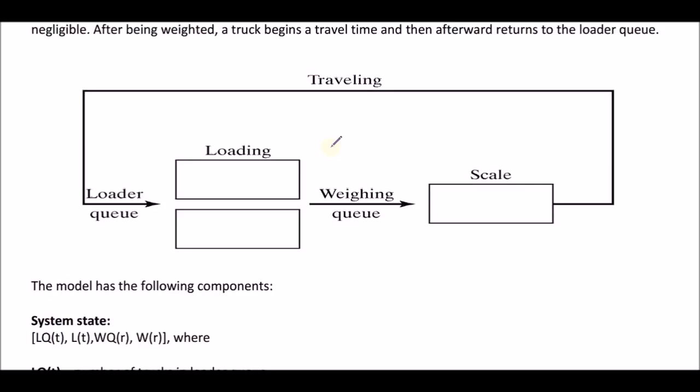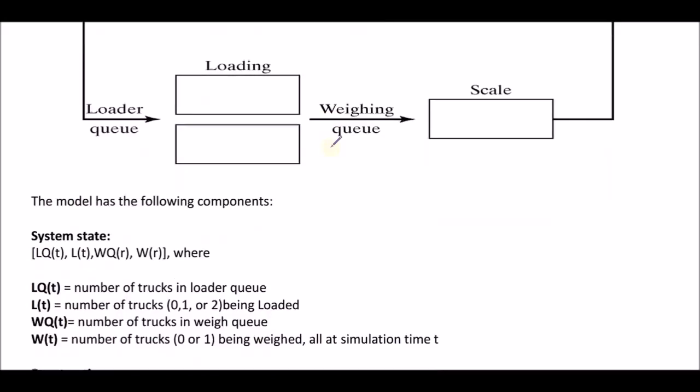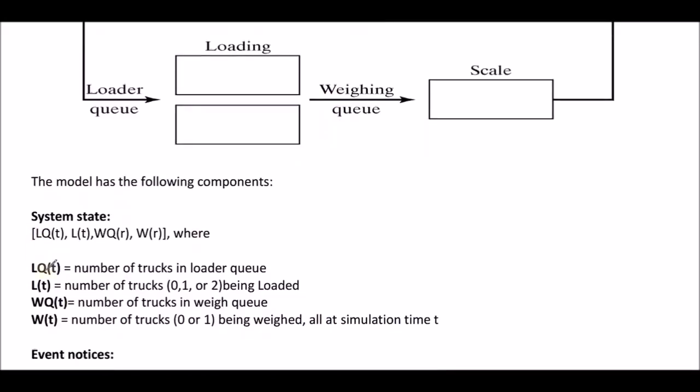The first component is the system state. This indicates what kind of state the system is in currently. There are 4 states that the system can be in. The first is LQ of T. This indicates the number of trucks in the loader queue, that is over here. The next is L of T, that is the number of trucks that are being loaded. This indicates how many trucks are in the loaders as of now.